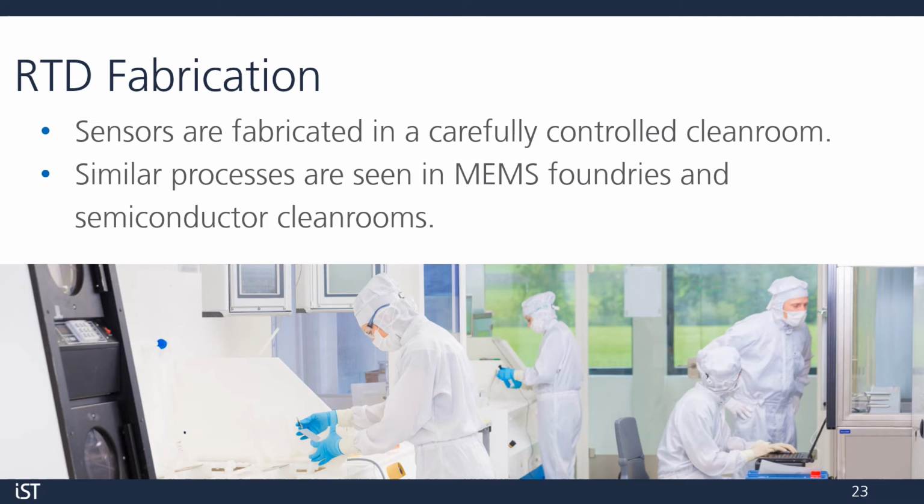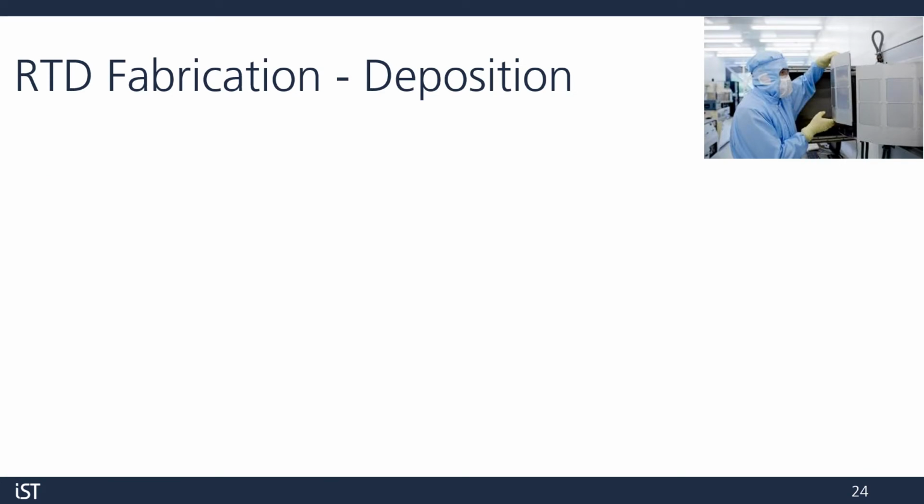Thin film RTDs are typically constructed on a thin ceramic substrate. There are several substrate thicknesses to choose from, including 0.65 mm and 0.25 mm. A typical substrate can hold hundreds or even thousands of sensors. First, we start out with our bare substrate.